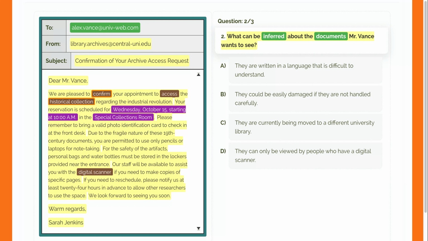Let's look at sentence 4. It mentions the fragile nature of the 19th century documents. If something is fragile, what does that mean? It means it is easily broken or ruined. This clue will lead us to the right answer.